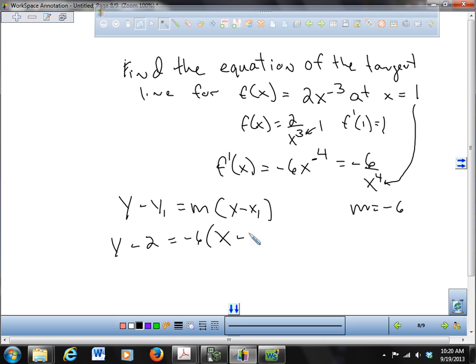minus 1. Right? And then I'm just going to put this in slope-intercept form, even though you don't have to, because I want to show you graphically. -6 times 1 is -6, and minus a negative gives +6, plus 2 makes 8. So watch. If I were to graph this, I want to show you graphically that this works.